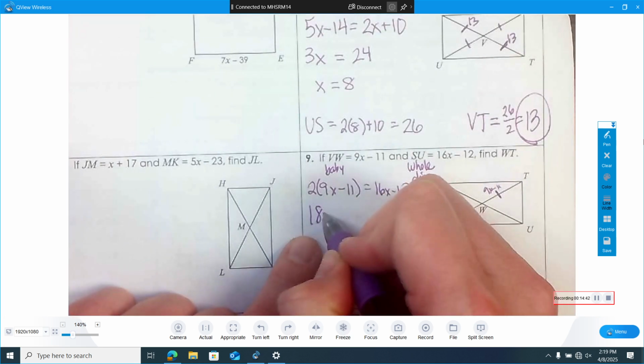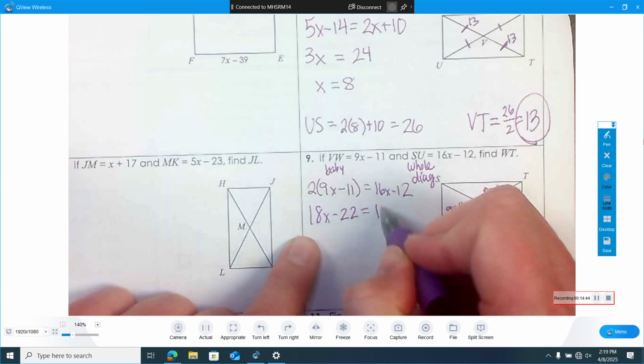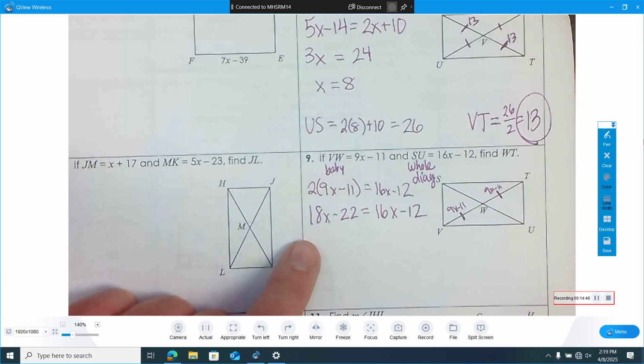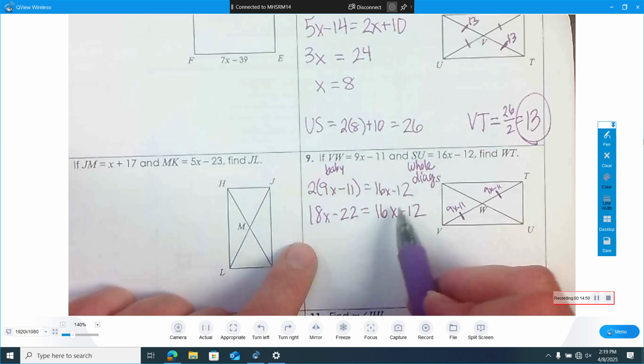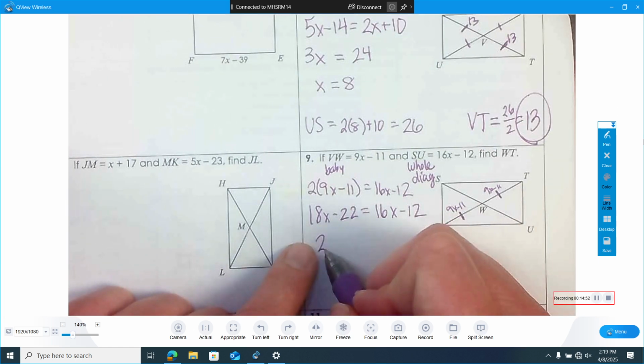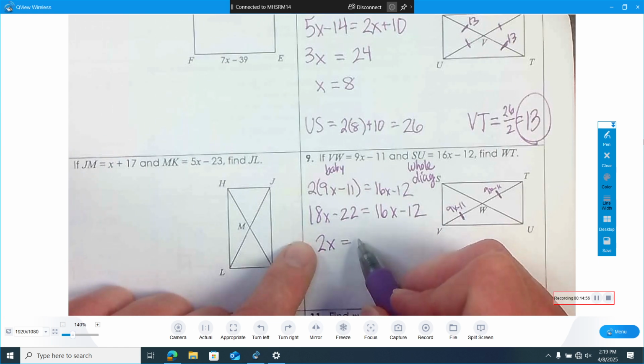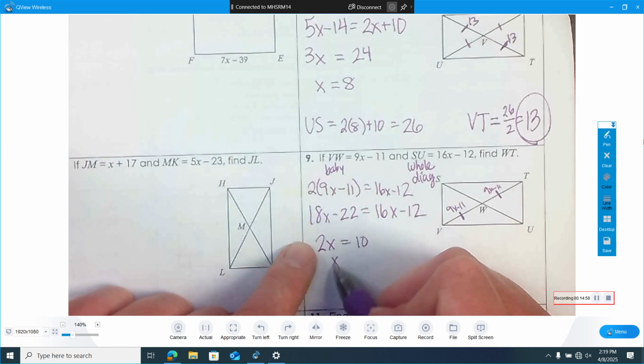Let's see, so that's 18x minus 22 equals 16x minus 12. I'm going to go ahead and subtract the 16x. So that gives me a 2x, and I'm going to add 22. And we get x equals 5.